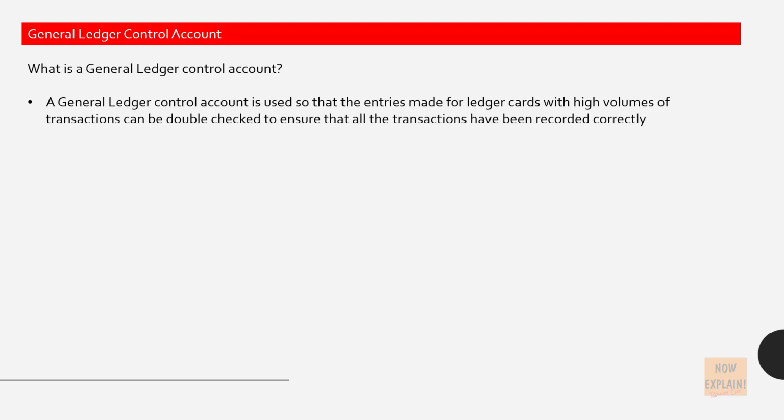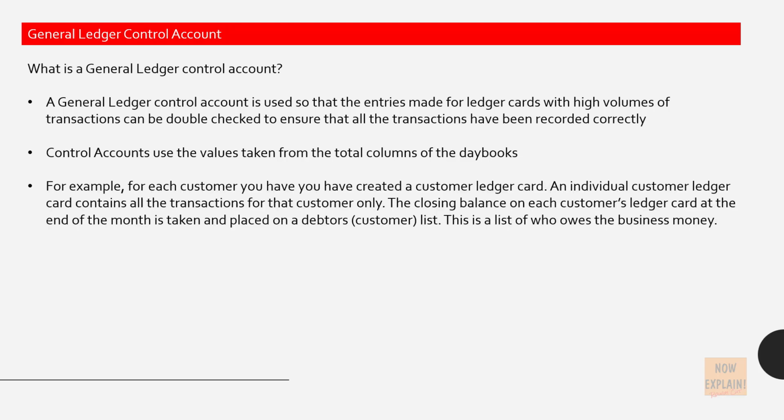A general ledger control account is used so that the entries made for ledger cards with high volumes of transactions can be double checked to ensure that all the transactions have been recorded correctly. Control accounts use the values taken from the total columns of the daybooks. For example, for each customer you have created a customer ledger card. An individual customer ledger card contains all the transactions for that customer only.